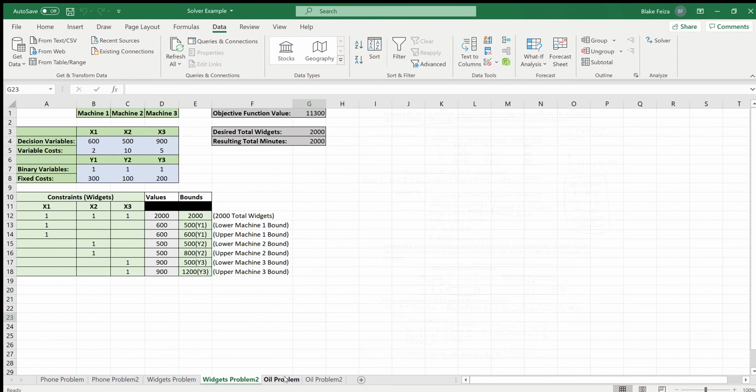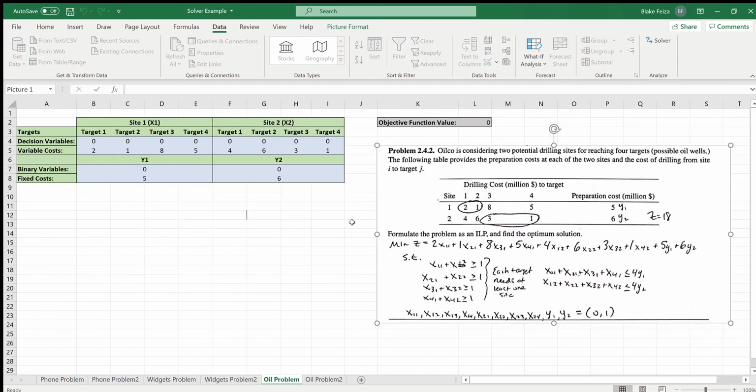And then finally our third problem here is going to be the oil problem. So we have 2 drilling sites and we're trying to reach 4 total targets, and this table kind of gives the preparation costs for the 2 sites. So for site 1, if we drill from site 1 to target 1, it's going to be $2 million. Site 1 to target 2 is going to be $1 million. Site 1 to target 3 is $8 million, and then to target 4 is $5 million. And then from site 2, target 1 is $4 million, to target 2 is $6 million, to target 3 is $3 million, and to target 4 is just going to be $1 million here.